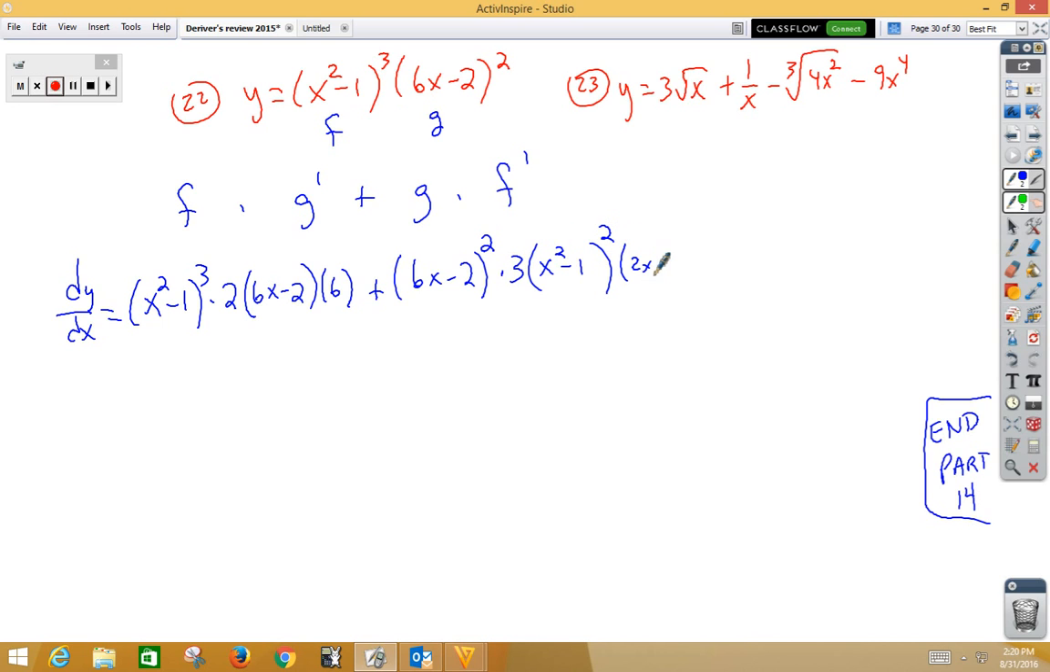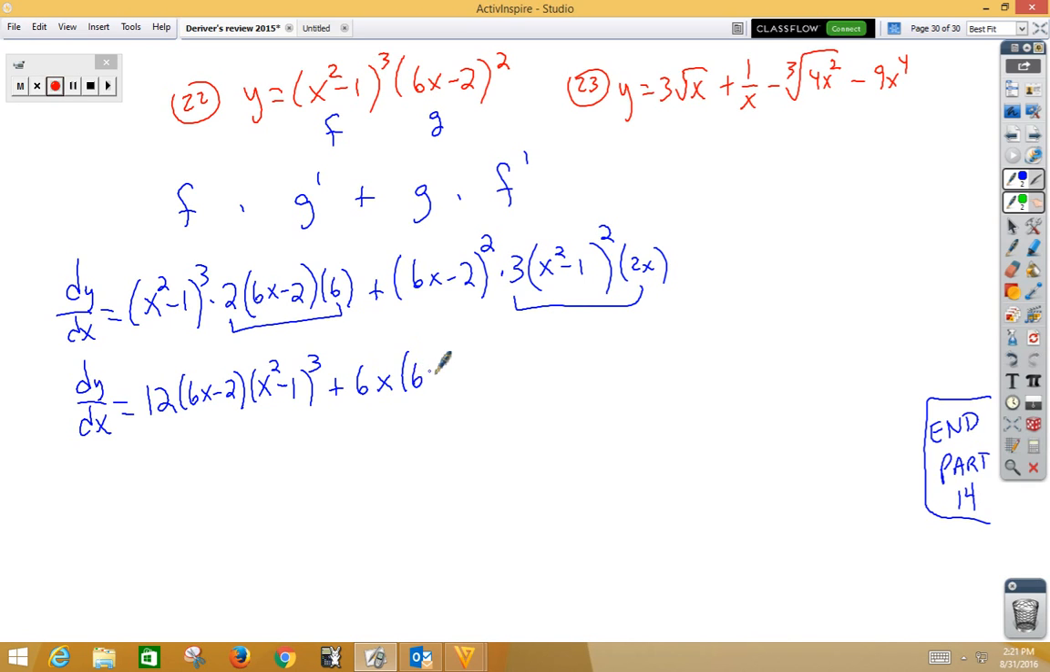If we clean that up a little bit, dy dx is equal to, let's move the 6 and the 2 out in front and call that a 12, 6x minus 2, x squared minus 1 cubed. Let's move the 3 and the 2x out front, so let's call that a 6x, and we have a 6x minus 2 squared, x squared minus 1 squared. Again, this is one where we could factor out an x squared minus 1 squared.